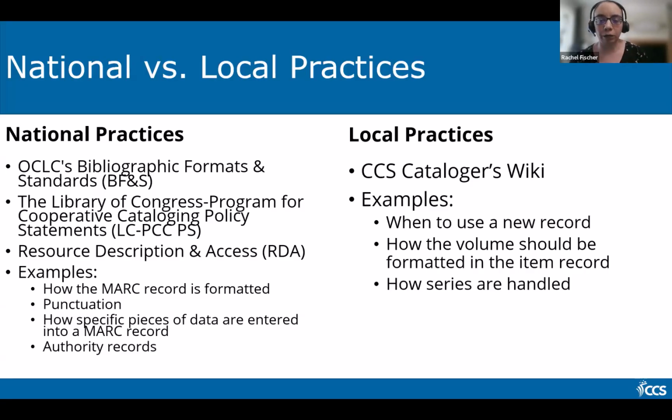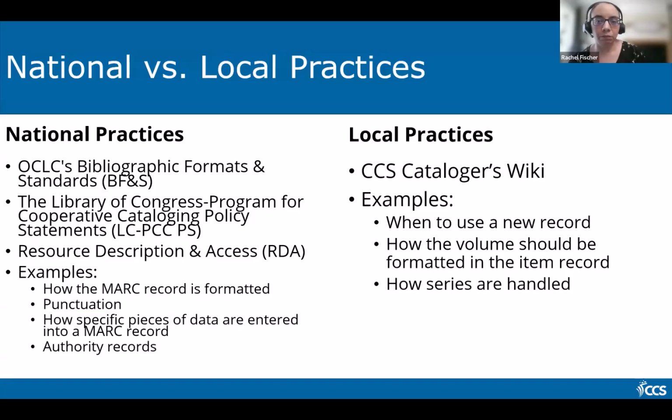National practices are practices that apply to all libraries in the country. These include OCLC's bibliographic formats and standards, the Library of Congress Program for Cooperative Cataloging Policy Statements, or LCPCCPS, and Resource Description and Access, or RDA. Some examples of these national standards include how the MARC record is formatted, punctuation, how data is entered into a MARC record, and the authority records, or the authorized form of a name or title.